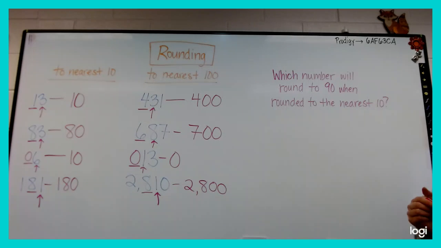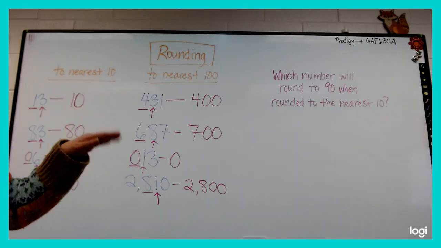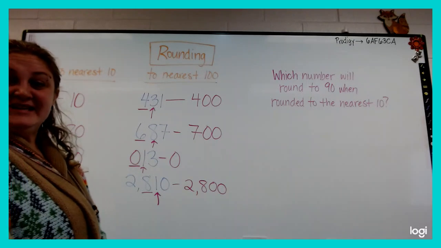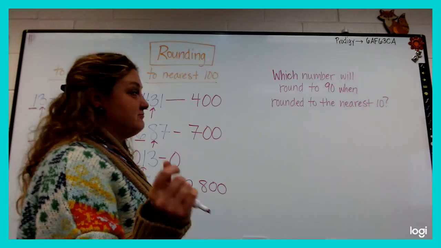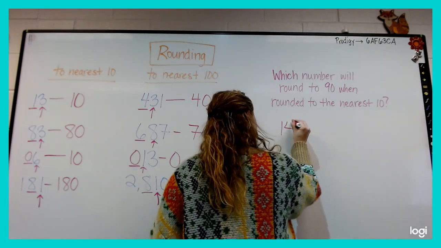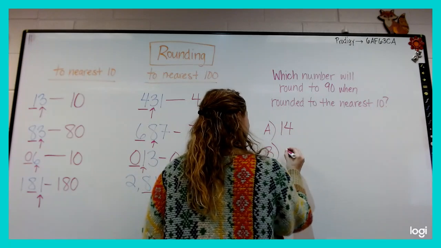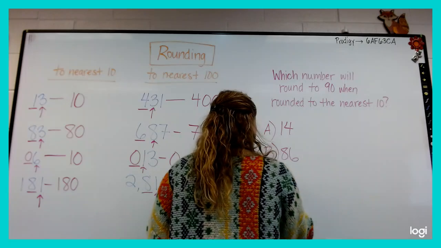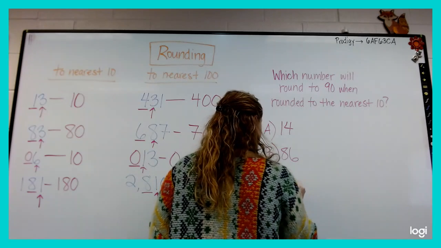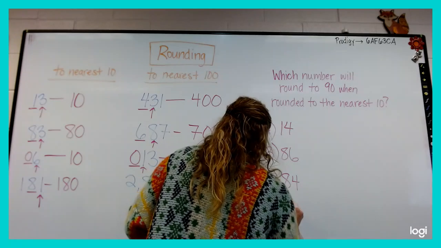Okay, this is another type of problem you have seen before. It's been a while, and you will see today. Which number of a list I'm about to write will round to 90 when rounded to the nearest 10? So here's our choices. A is 14, B 86, C 84, and D 98.